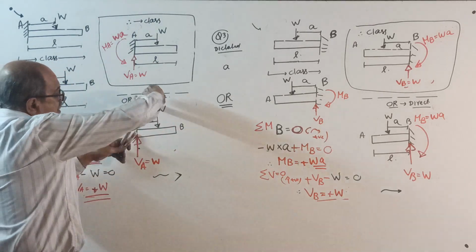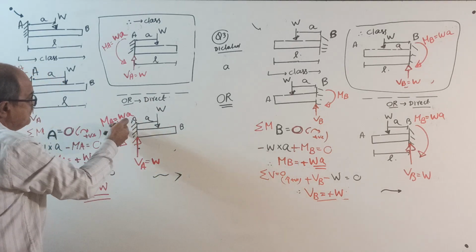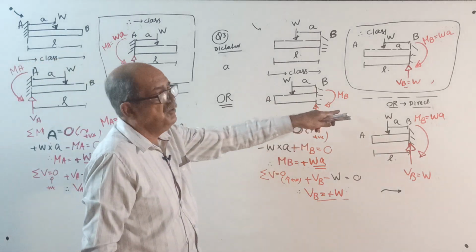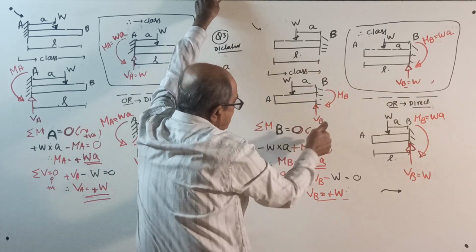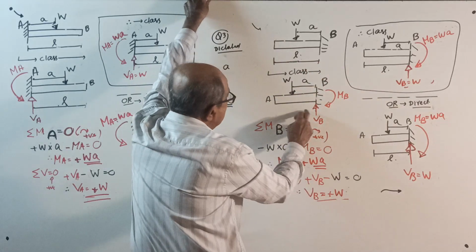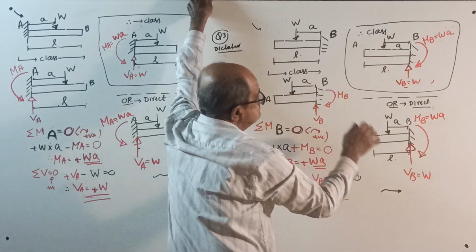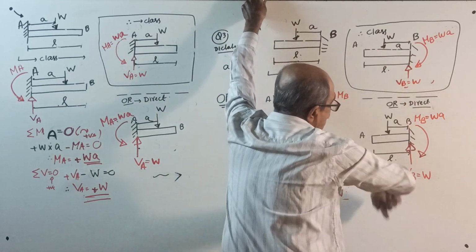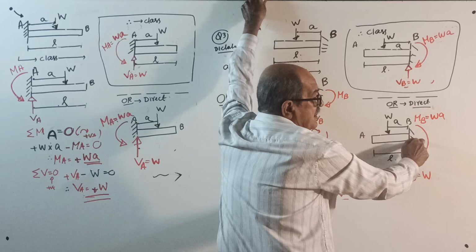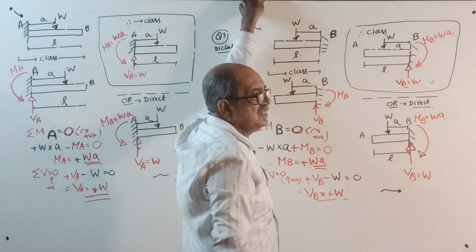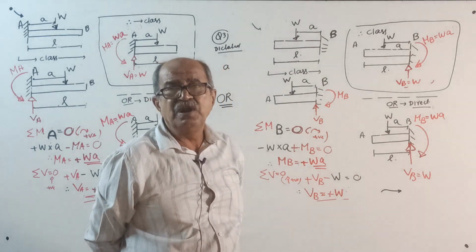Rotation, moment about this point. Why about A? It means no answer now. W into a clockwise, balancing Wa anti-clockwise. Now here, see, sigma M about B equal to 0: minus W into a plus MB equal to 0, MB equal Wa. Sigma V equal to 0, VB minus W equal to 0, VB equal W. Enter the answer. Then, direct: down W, up W, about the fixed end, anti-clockwise Wa, reacting moment, clockwise Wa. Over. This question is very fast over now.